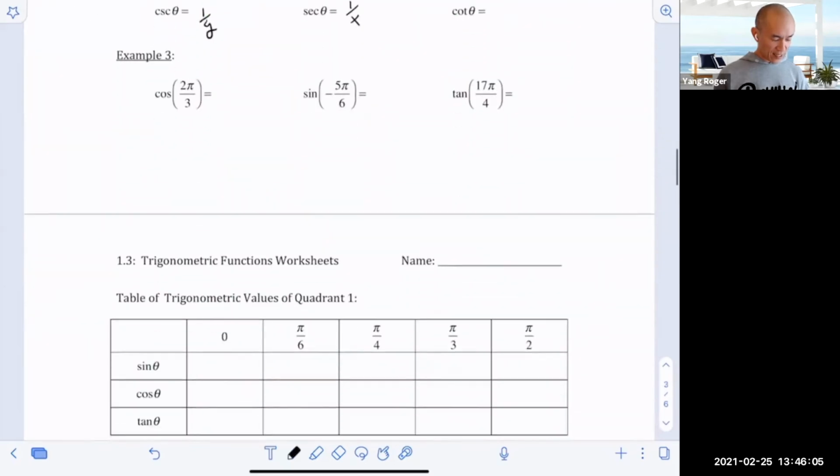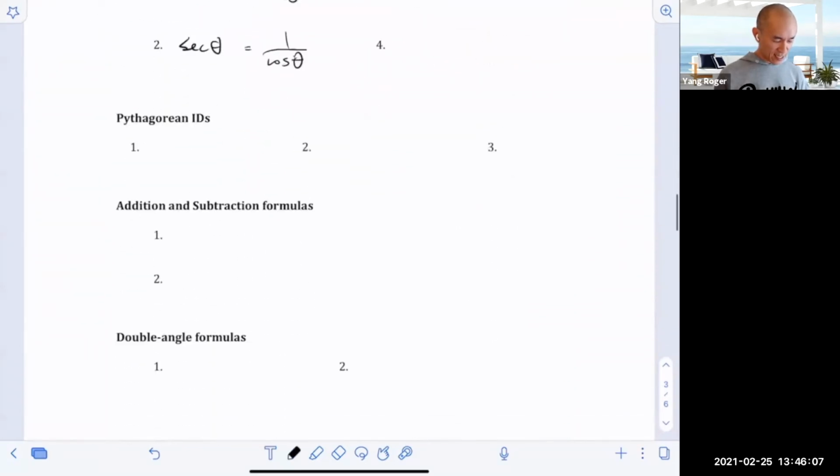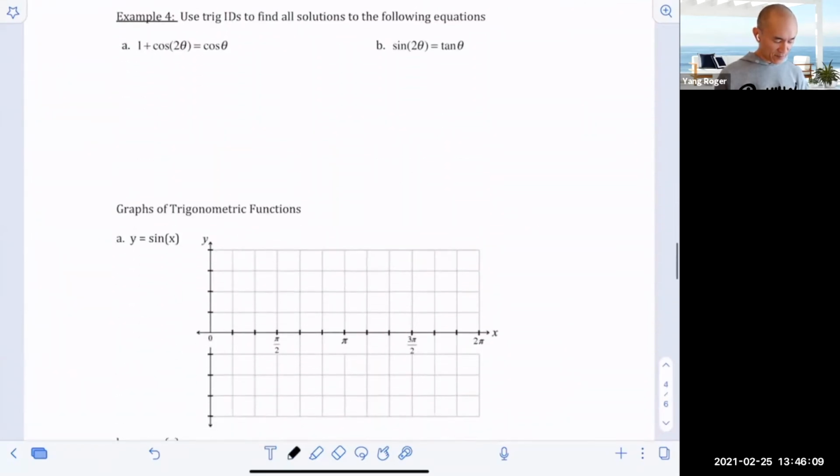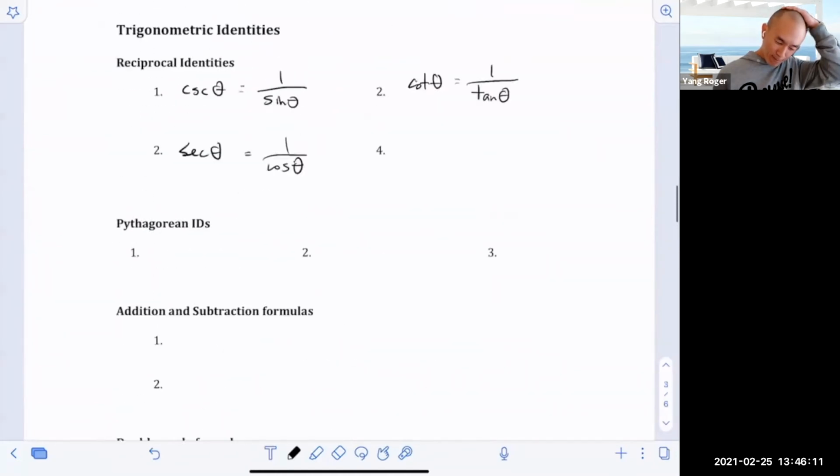I seem to have forgotten the quotient identities here. Are they anywhere? Do you see them? Sorry.